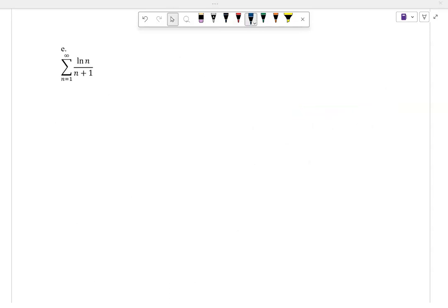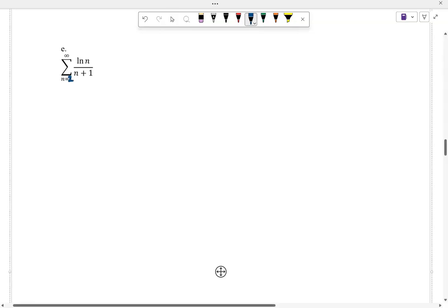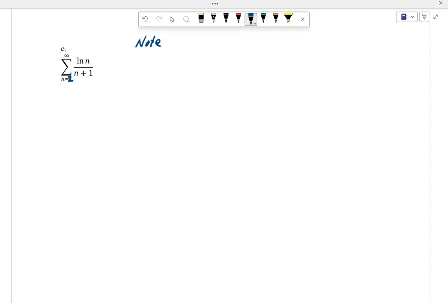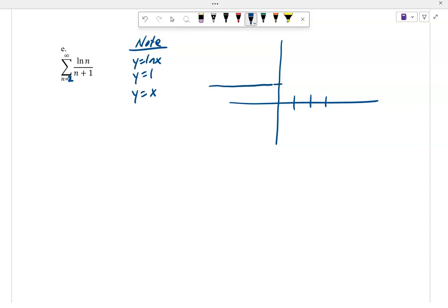Here we've got natural log of n over n plus 1. Actually, that's supposed to be from 2 to infinity on this. And I want to note for a minute the graphs. Let's think about the natural log of x for a second. Here's our natural log of x. I'm also going to graph y equals 1, and the line y equals x. So here's y equals 1. Here's the natural log of x. It goes through 1, 0.